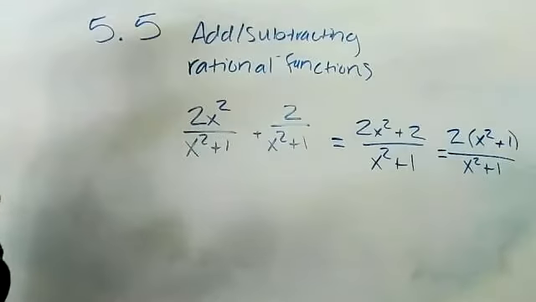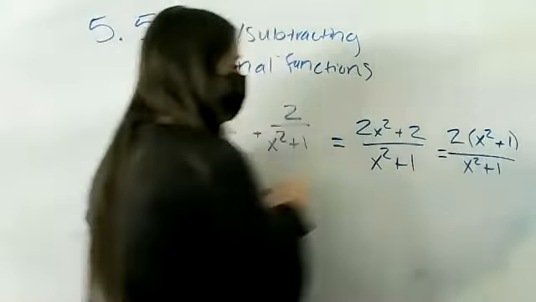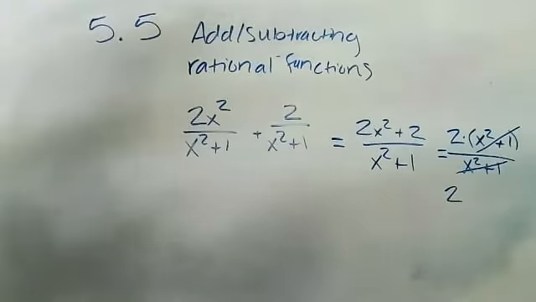Yes, now I can cancel, but why? What operations happen in between the 2 and the parentheses? Multiplication. When you have multiplication in between terms, then you can say, woohoo, those totally cancel. Leaving me with 2 times 1, or just 2.